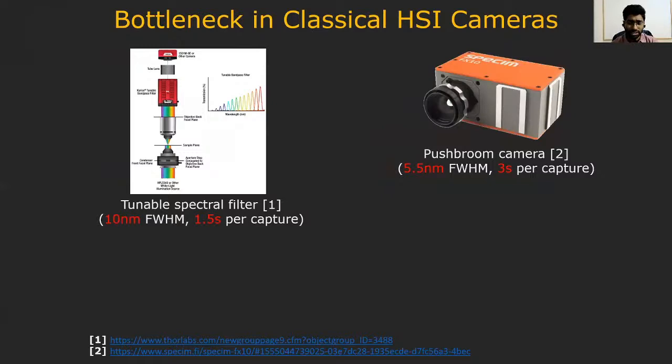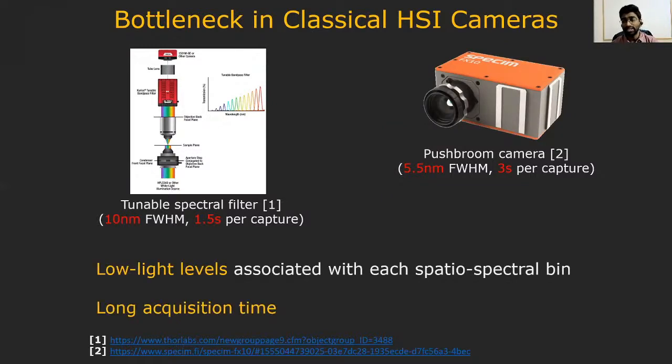Nyquist samplers are simple setups but suffer from two major drawbacks. As each sensor pixel measures a single spatio-spectral bin, the overall light levels are reduced. This, along with the mechanics of the camera, imply long acquisition times, preventing real-time data capture.